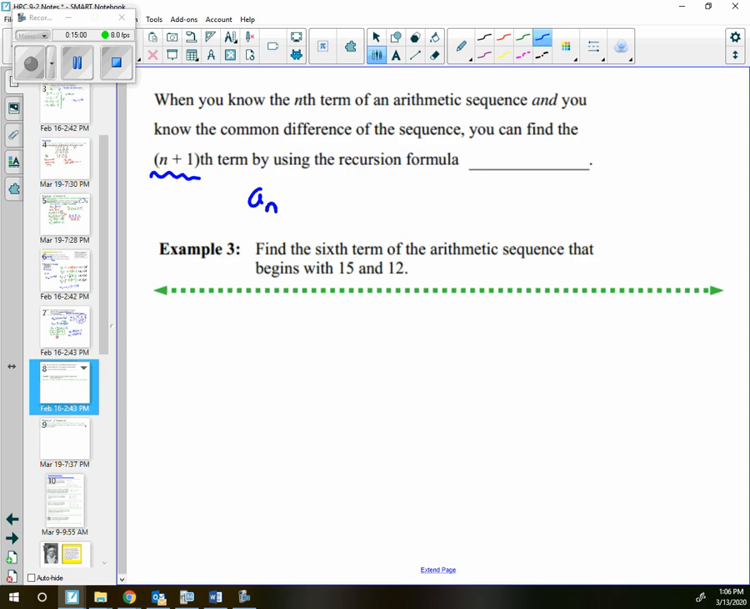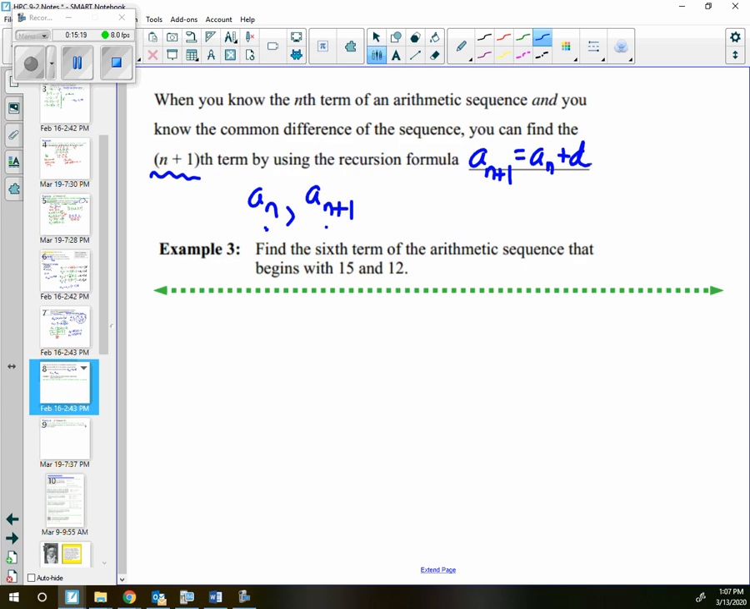Well, if this is a n, the term that comes after it would be the n plus 1, right? One bigger. So if a n is term 7, that would be term 8. So how we get to the next one in an arithmetic sequence is you always just take whatever your term is and you add the difference, right? We've been doing that all day.